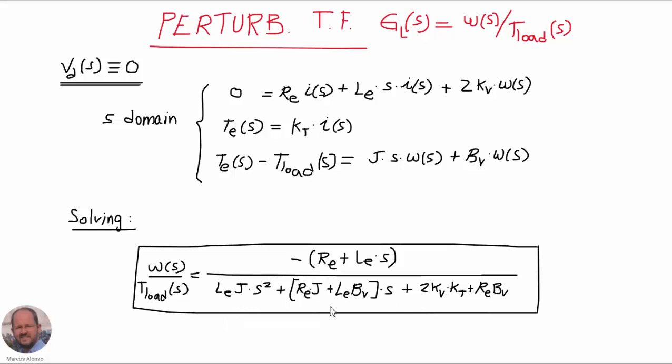Of course, we are going to have the same denominator, the same characteristic polynomial as in the previous transfer function, but in this case we have a 0 here in the numerator. And also we have this minus sign here because, of course, in the DC operation, when we substitute s equal to 0, the gain is going to be negative, because when we increase the load torque, the angular speed has to decrease.